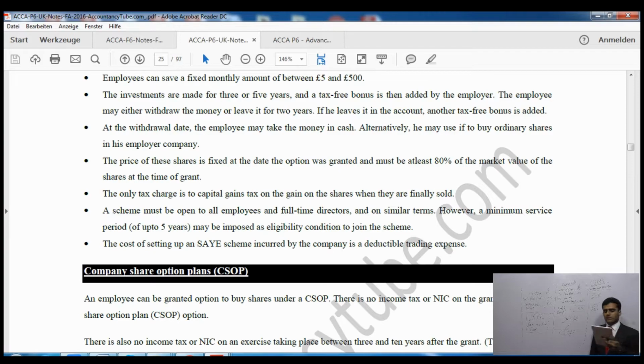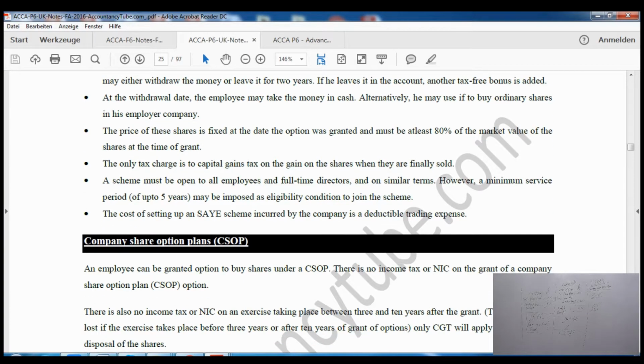And a tax-free bonus is then added by the employer. So whatever amount you have paid, you will not only get that amount, but a bonus will also be added. The employee may either withdraw the money or leave it for another 2 years. So it is up to you. You will initially be in the scheme for 3 years. If you want to do it for another 2 years, it is up to you. If you keep it for another 2 years, then another tax-free bonus will be added.